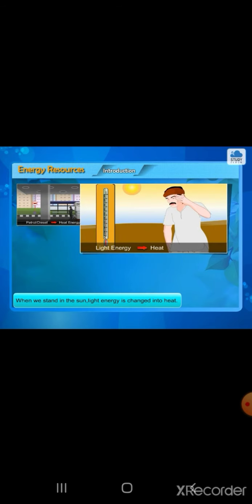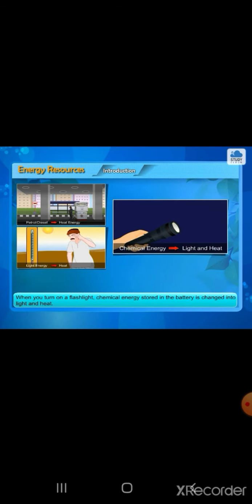When petrol or diesel is burned in a school bus engine, the energy stored in it is changed into heat energy. When we stand in the sun, light energy is changed into heat. When you turn on a flashlight, chemical energy stored in the battery is changed into light and heat. Thus, energy cannot be made or destroyed. It can only be changed into different forms.